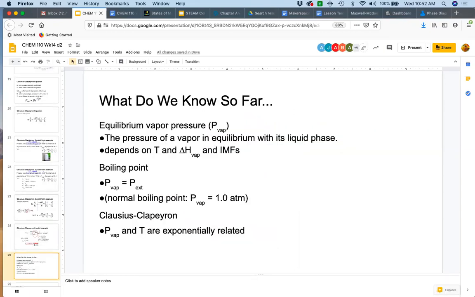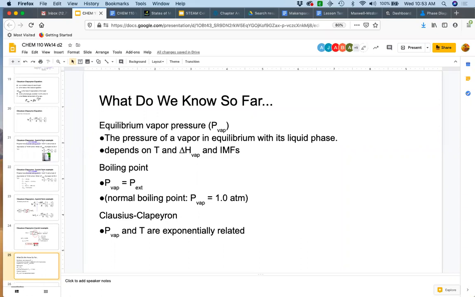Okay, so let's take a minute and recap. What do we know so far? We've covered a little bit of information today. We want to make sure that we're carrying all that with us as we move forward. So we've talked about equilibrium vapor pressure. This is the pressure of a vapor in equilibrium with its liquid phase. It's going to depend on temperature, and it's going to depend on my delta H of vaporization and my intermolecular forces.